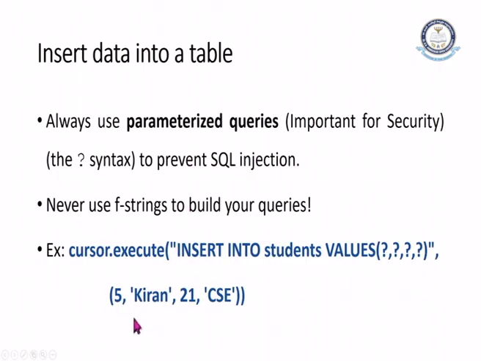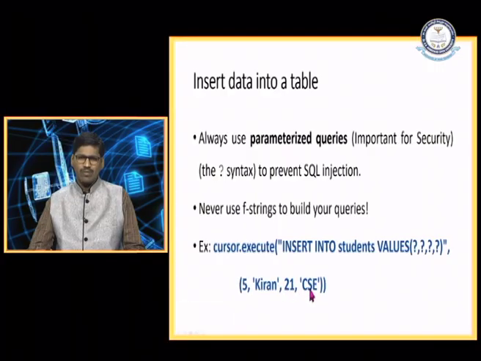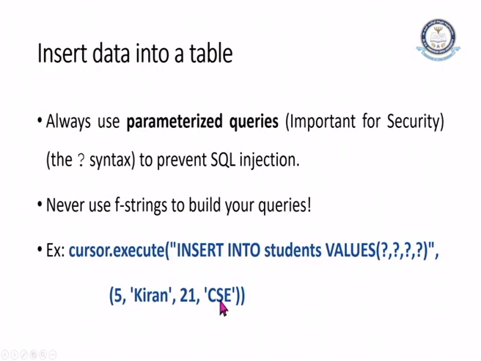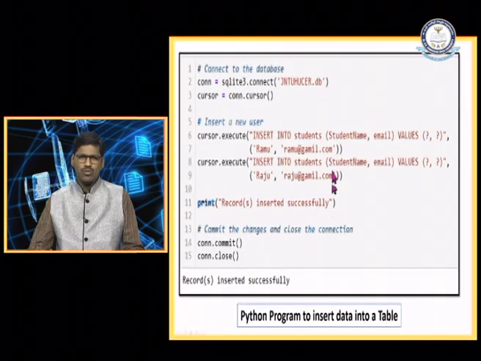What are the values you want to enter into those 4 columns? You need to write them within the parenthesis. 5 ID, Kiran, student name. After that, what did we create? Age, and the branch. So depending on your table column names, you need to enter these values. This is how to insert the data into the table. So this is the complete code. Connection created, cursor created, and insert the data.